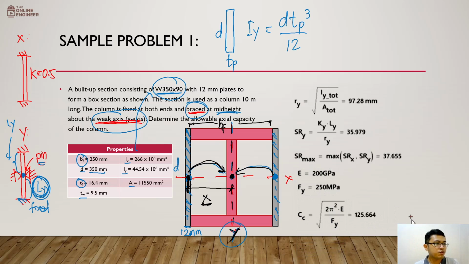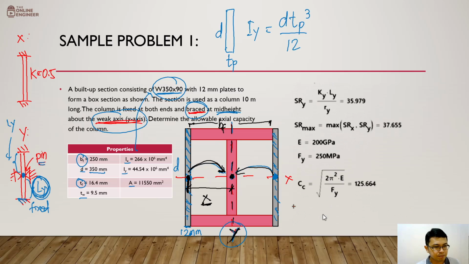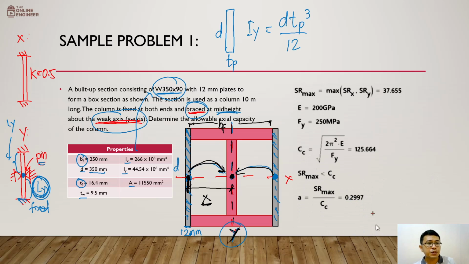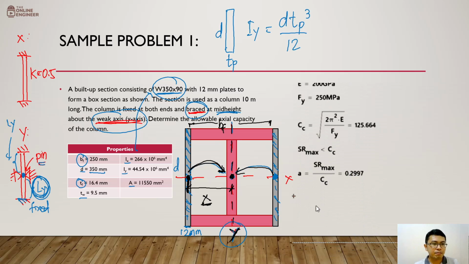So our CC is 125.664. What do we do next? We're going to make the comparison. So the comparison here is for SR maximum, which is 37.65, and for CC. Well, we can see here that SR maximum is actually less than CC. What do we do next? What we're going to do is to get the ratio of SR maximum and this value of CC. And that ratio here, A, is 0.2997, or 0.3.